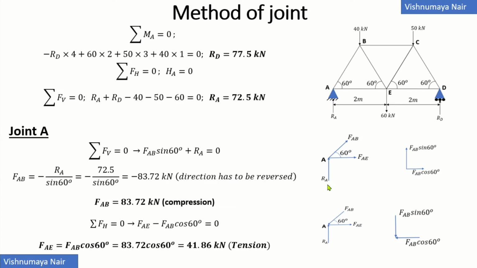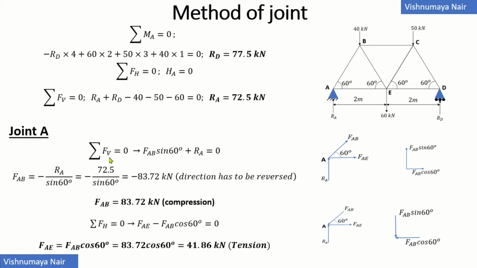At joint A, we have a reaction force RA and two unknown forces FAB and FAE from the members AB and AE. Let's initially assume the directions of FAB and FAE as going away from the joint like this. Before considering the equilibrium of the forces at the joint A, we'll have to resolve this force FAB into its horizontal and vertical components. Horizontal component of FAB will be FAB cos 60, whereas the vertical component of FAB will be FAB sin 60. Now we can consider the equilibrium of the forces.